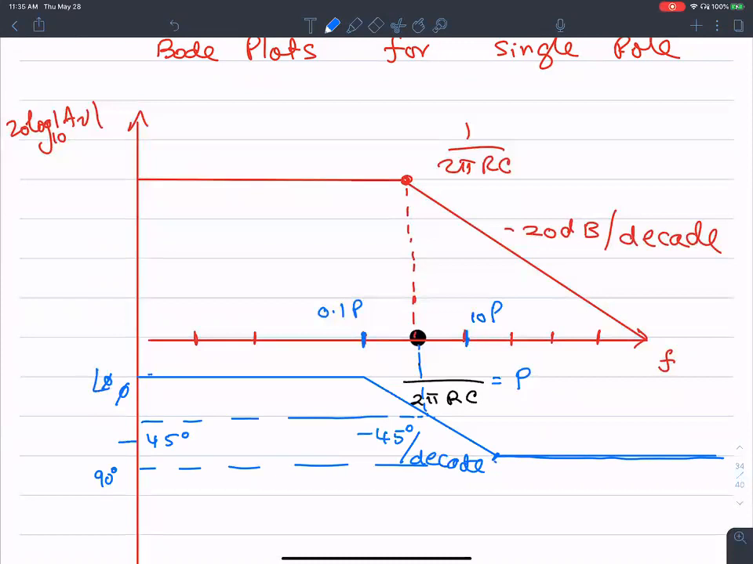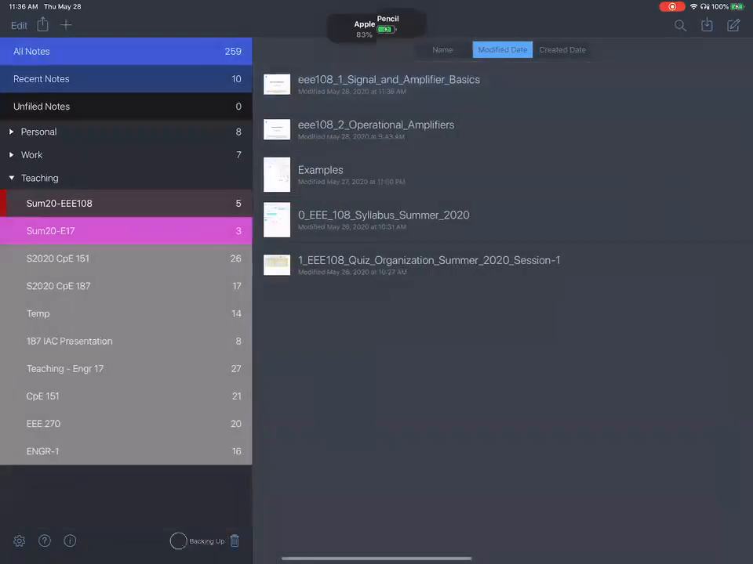The idea, though, is one pole provides a phase shift of 90 degrees. One pole provides a gain roll off of 20 dB per decade. We'll stop here. We'll come back to talk about this in the next class.